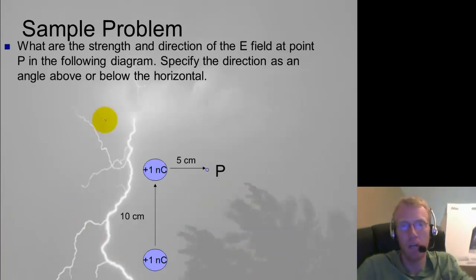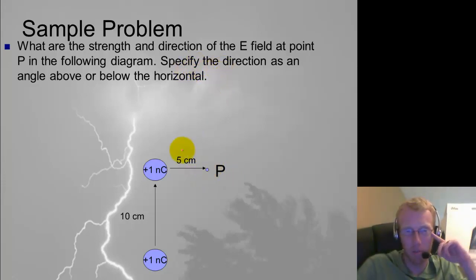Okay, sample problem. Let's find the strength and direction of the electric field at point P. So we're not finding any forces. There's not anything actually located here, but we want to know the electric field at this location in space. Specify the angle above or below the horizontal. So here's a positive charge. The electric field will point away from it. So the electric field right here will go this way, caused by this guy.